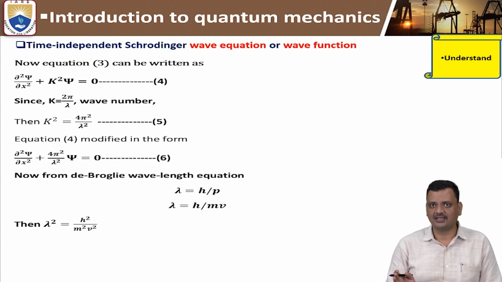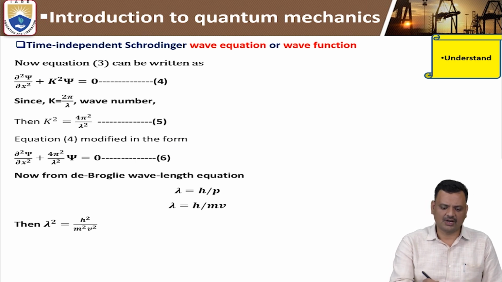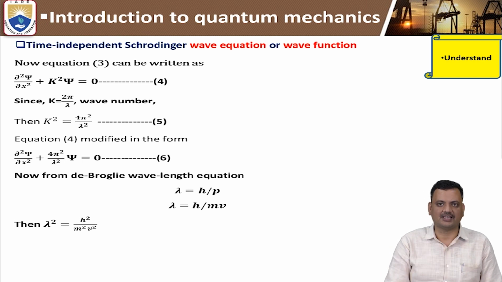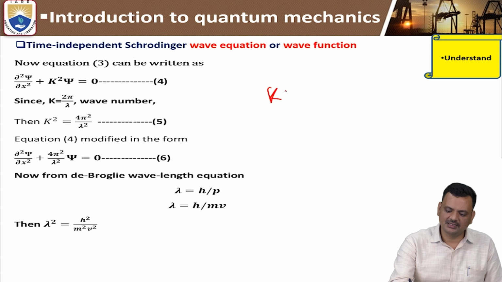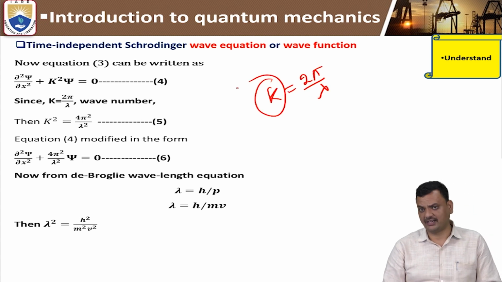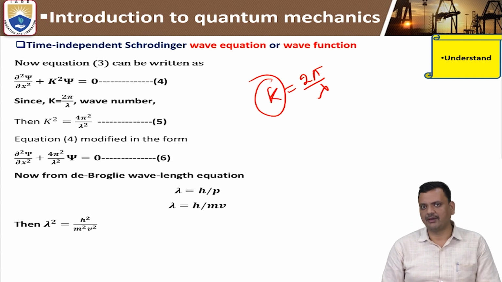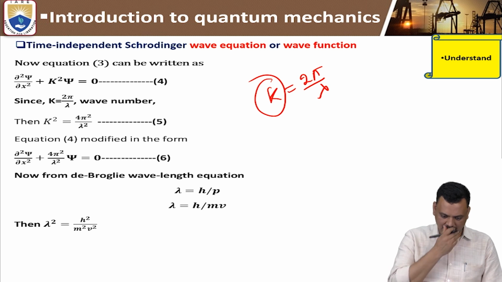Minus k square psi. Now arranging this equation, what you will get? d square psi upon dx square plus k square psi is equal to 0, where k is 2 pi by lambda. Actually, this k is a vector quantity and is also known as the wave number. Wave number: number of waves per unit length.